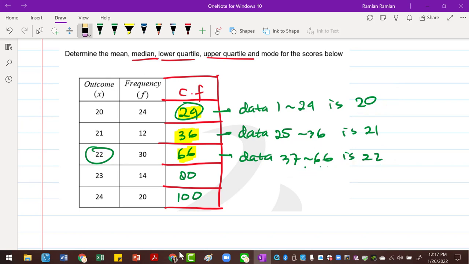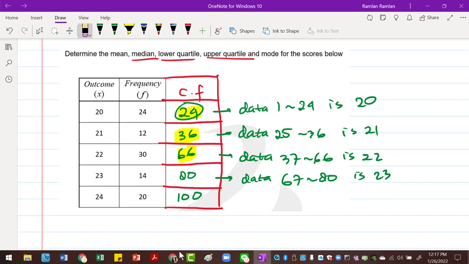Okay, here we go. Let's go to the next one. We still have two more to go, but it's the same thing. We get data number 60, and after 66 is 67, right? So this is going to be 67 until 80. 80 is this guy, 23.